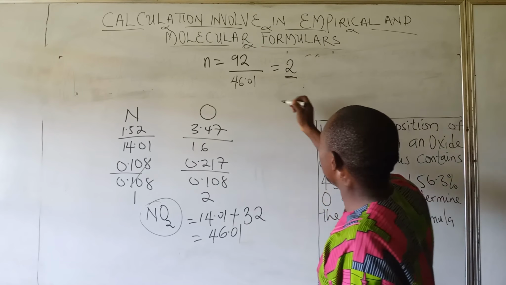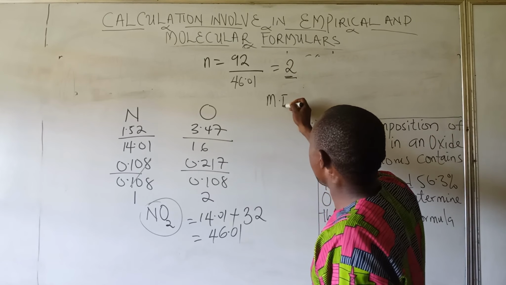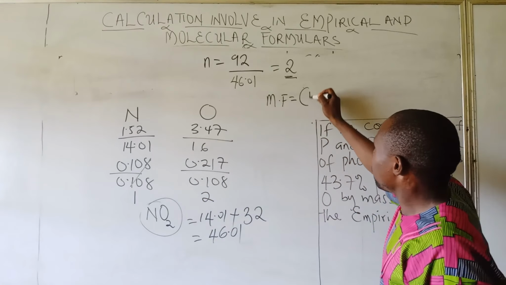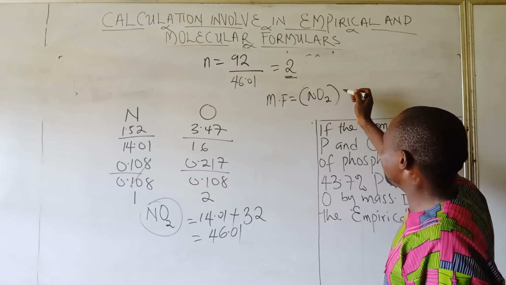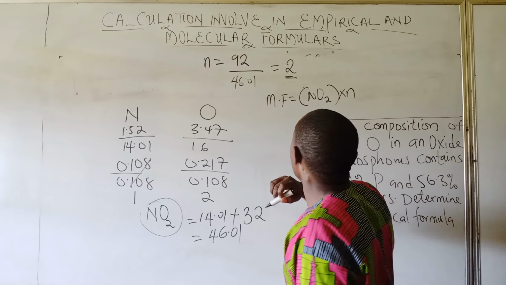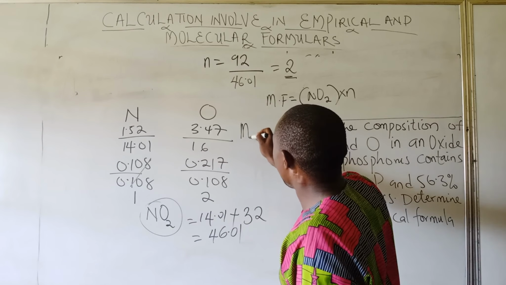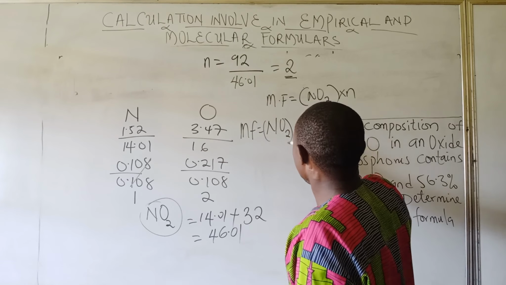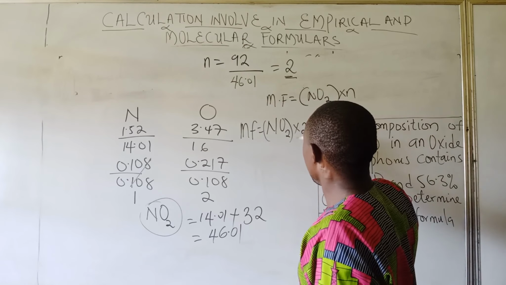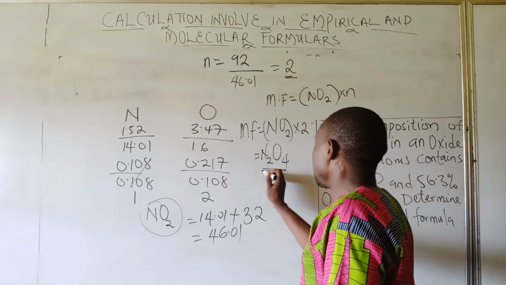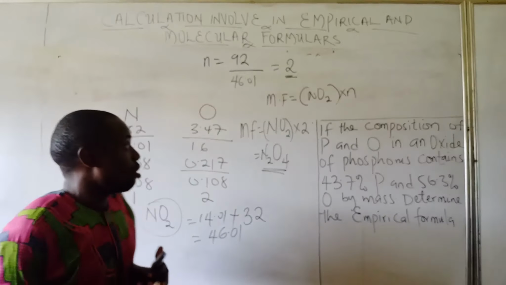So therefore, we now know that the molecular formula, MF, is equal to the empirical formula, which is NO2, times the integer that you found. So the molecular formula is equal to NO2 times n, which is 2. It will give me N2O4. That is the final answer to the question.